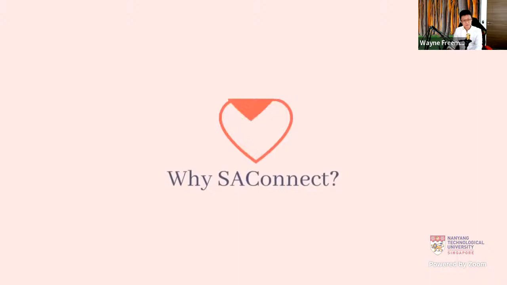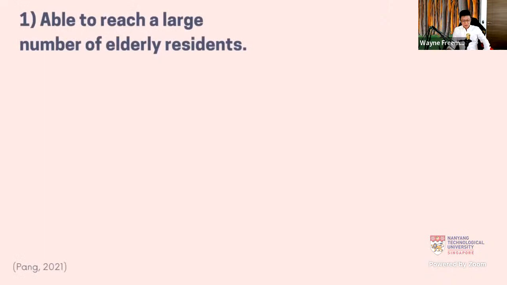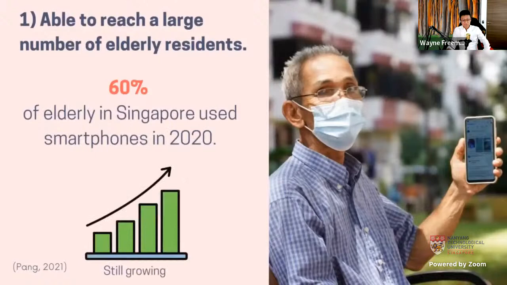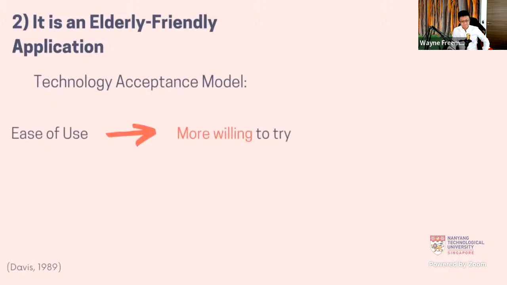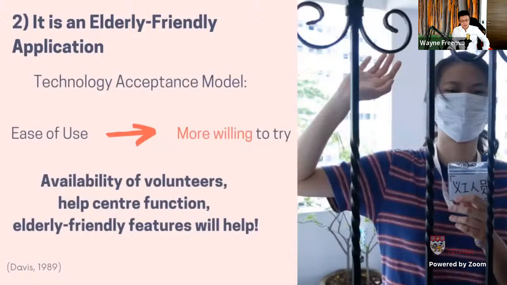There are various reasons why we believe SA Connect is an effective program for the AIC to invest in. Firstly, it is able to reach out to a large number of elderly residents. In Singapore, the usage of smartphones among the elderly was 60% in 2020, and this percentage is still growing. Therefore, tapping on a technological device which many elderly residents already use is an efficient way to reach out to them. Secondly, it ensures that elderly with little experience with technology will be able to use the application. Based on the technology acceptance model, seniors must view an application as easy to use before they are willing to try it. The availability of volunteers, a help center function, and elderly-friendly features will help the elderly quickly familiarize themselves with it and encourage its usage.